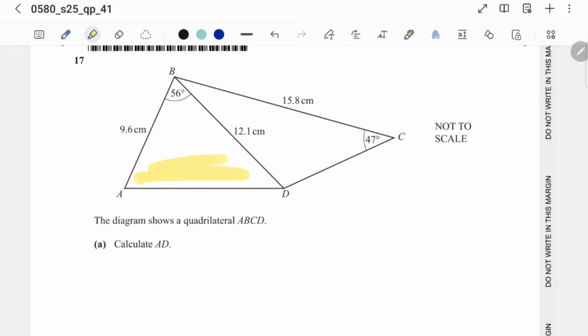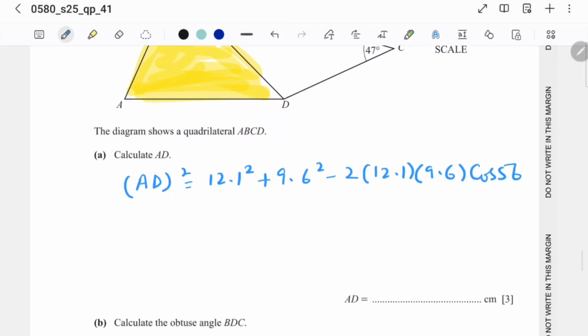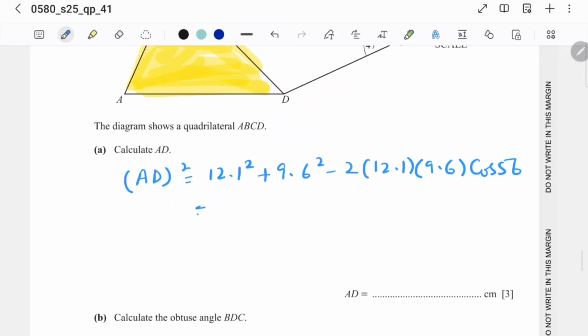AD is a part of this triangle, and in this triangle we know that we have 2 sides and an included angle. So what do we do? We take the cosine rule. a squared equals b squared plus c squared minus 2bc cos A. So AD squared equals 12.1 squared plus 9.6 squared minus 2 times 12.1 times 9.6 cos of 56. Take the square root, and this is a 3 marks question.